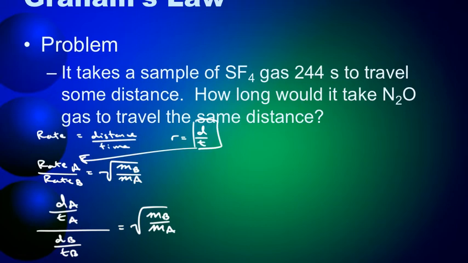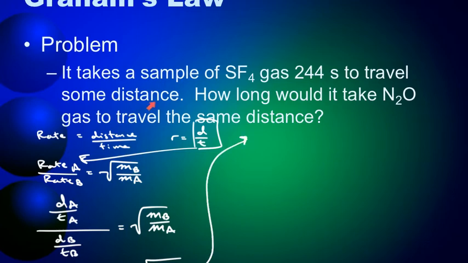So if we rewrite this now, we're going to have dA over TA times TB over dB is equal to the square root of molar mass of B over molar mass of A. So from this, we're getting closer to some solution. I'm going to write this all the way up here now.